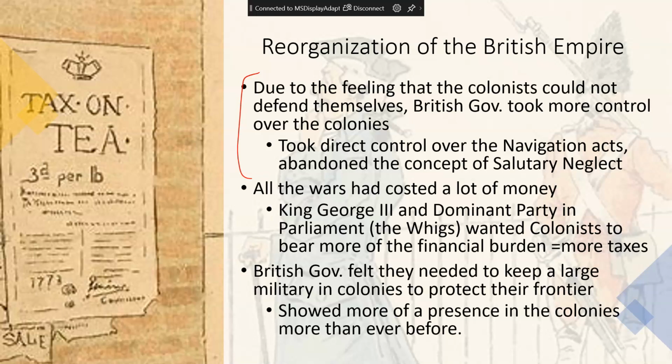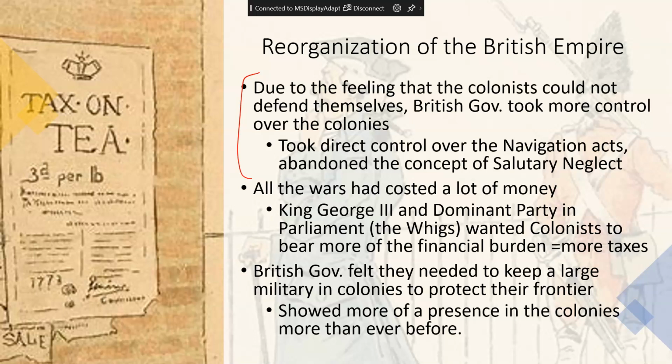Because for a long time, they let them do whatever they wanted. And they felt as if they couldn't do that anymore because, in the British view, the colonists were too stupid or too green to really defend themselves. So now they have to send a lot of troops over there and station themselves within the colonies to defend them from any sort of attack, right?